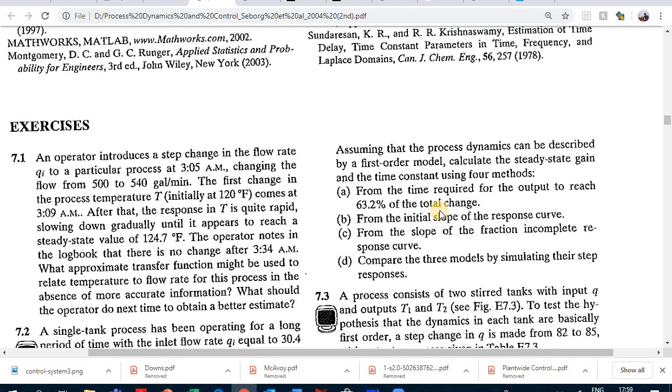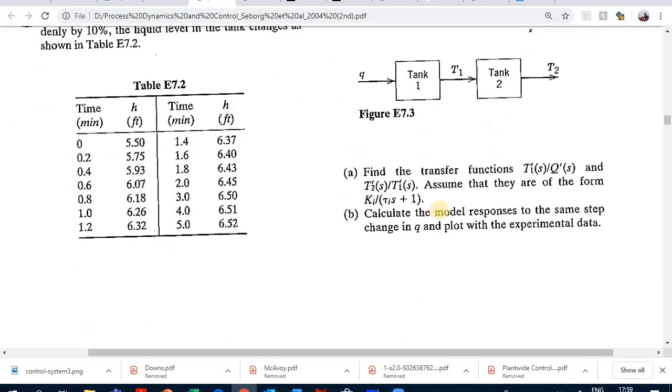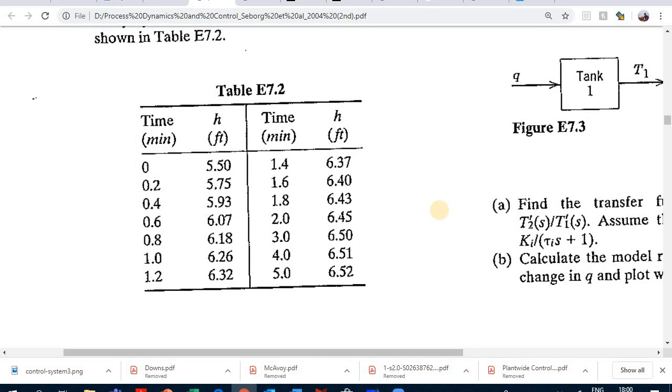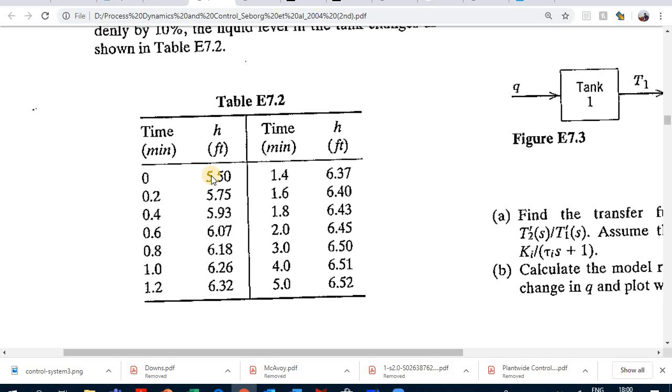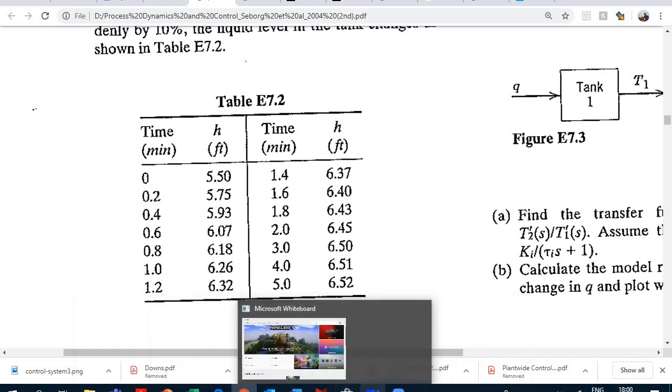If I'm going to look at the 63.2% of the total change, let's go to my data. So my data is here. What is 63.2% of the total change? As we said, we are going to take, if you remember, the data here, 6.52 minus 5.5, and then multiply it by 63.2 plus the initial value, which is 5.5. So doing this, I'm going to go to my board.